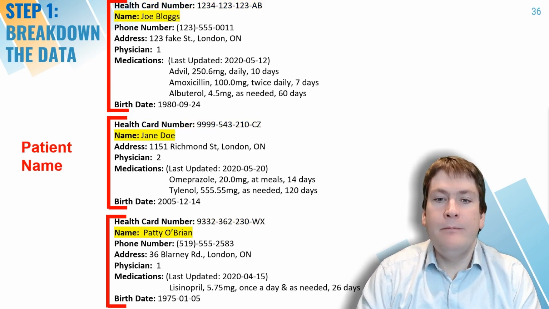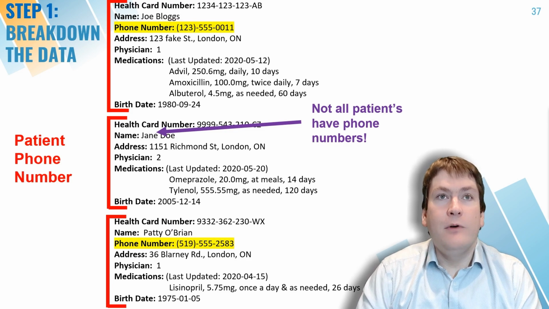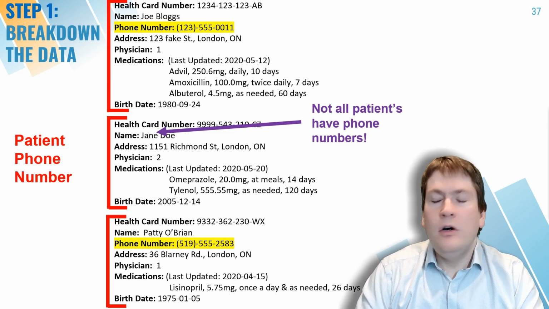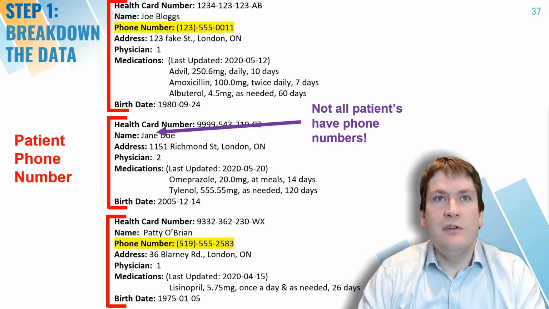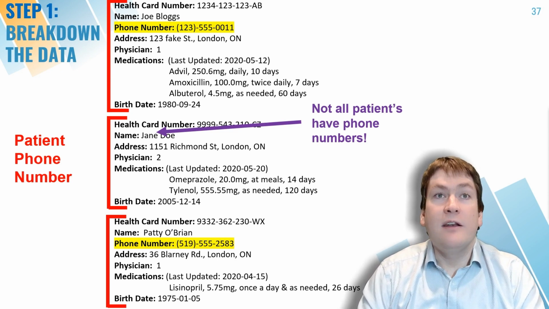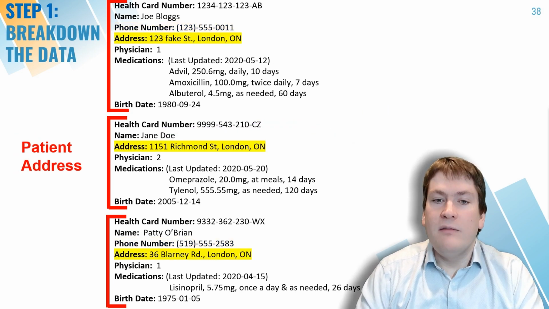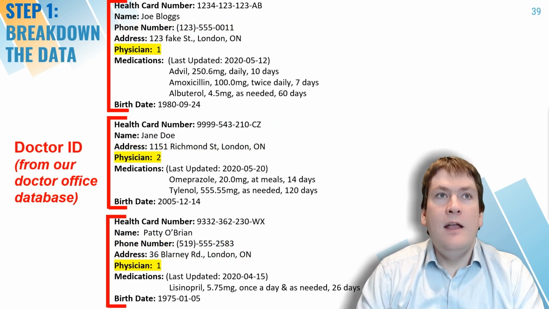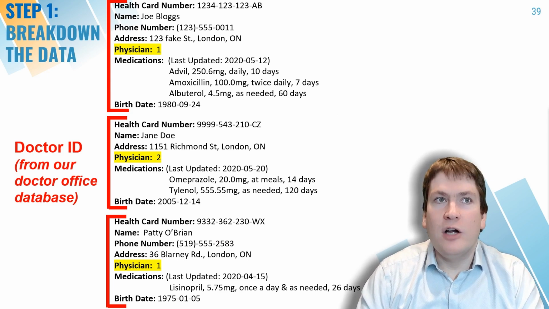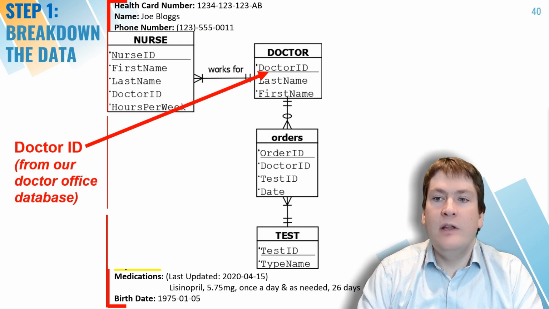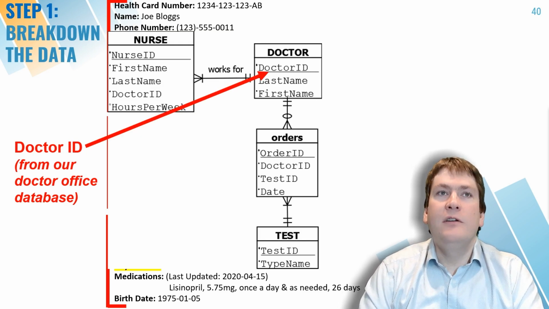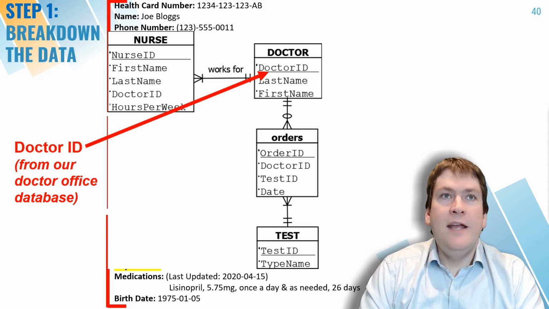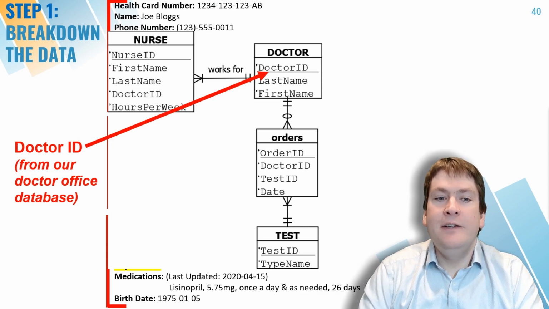We have a patient name. We have a patient phone number, but it's important to note here that not all the patients have phone numbers. So one of the patients here doesn't have a phone number. So we can assume that this field is going to be optional. We have patient addresses, and we have physician IDs. So these would be the doctor IDs from our doctor office example database. So it'd be this doctor ID field from the database. In our case, we know that all these IDs are valid, and they're from our doctor's office example database.